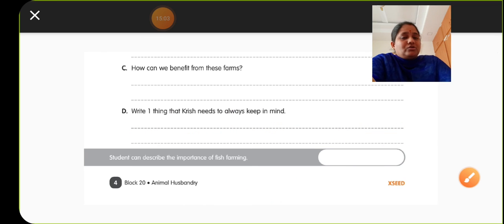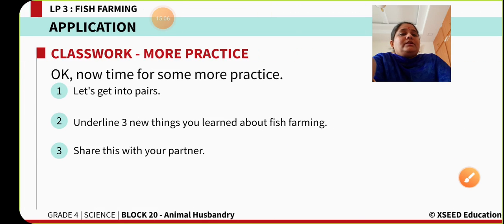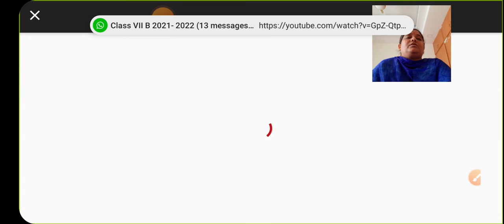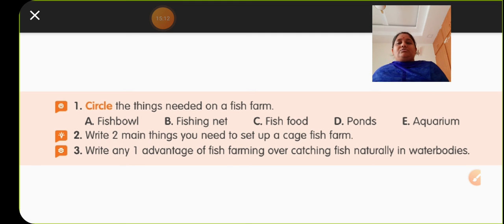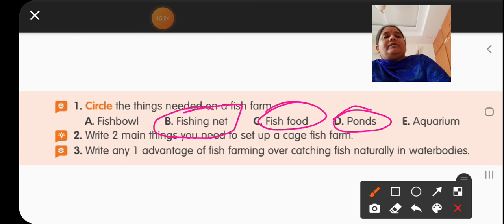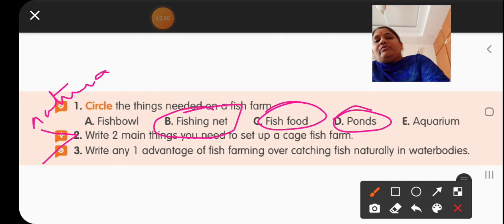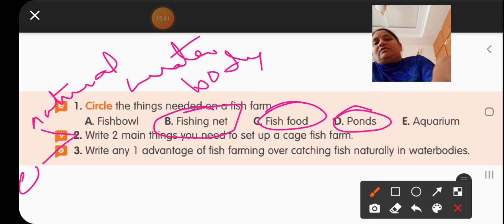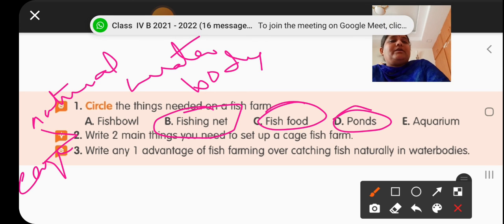Okay, children. Now after these practice questions, let's check your textbook content questions. They are asking: circle the things needed on a fish farm. What are the things that are needed on a fish farm? One is fishing net, fish food, and ponds. Next, write two main things you need to set up a cage fish farm. The two main things are, one, a natural water body is required, and the second one is a cage. These are the two things that are required to set up the cage farming method.